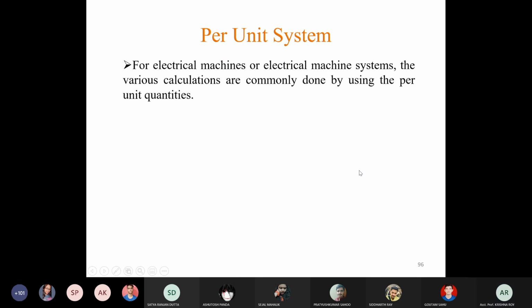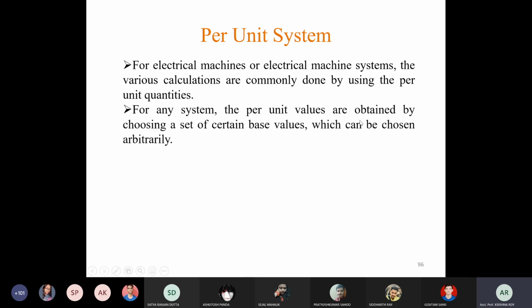For electrical machine systems, that means any power system which contains different types of electrical machines like the generator, the transformer to step up or step down the voltage level, and as loads some motors like the induction motor, even the synchronous motor, the different types of calculations are commonly done using per unit quantities.